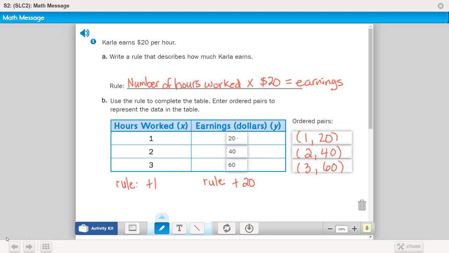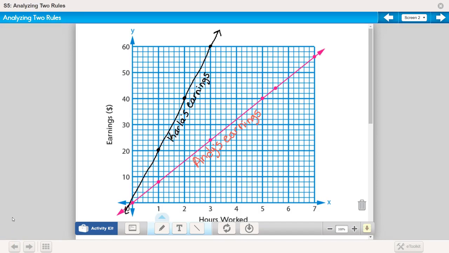In today's lesson, you are going to use tables and graphs to compare situations in which there are 2 different rules that relate to 2 sets of corresponding terms. Turn to page 266 in your math journal, and I would like for you to label the line that is in pink Andy's earnings, like I did here. Then I would also like for you to plot the ordered pairs from today's math message to represent Carla's earnings on this same coordinate grid, and label her line Carla's earnings like I did on this coordinate grid.